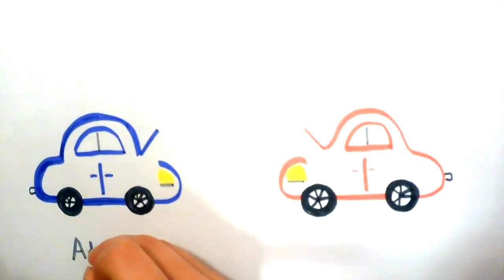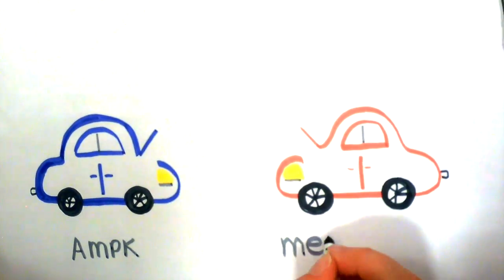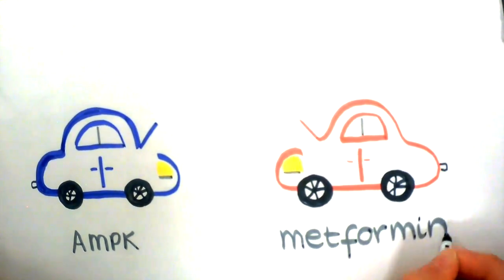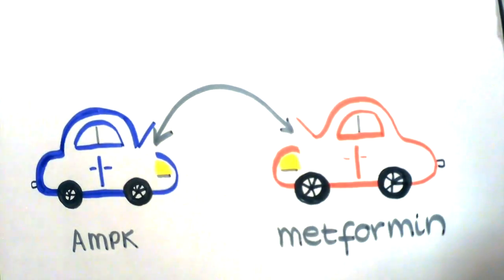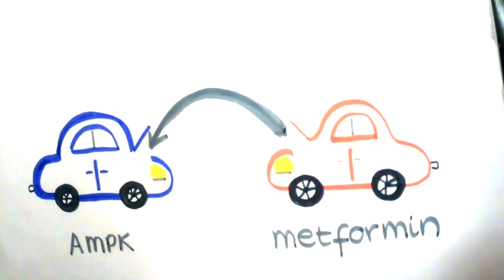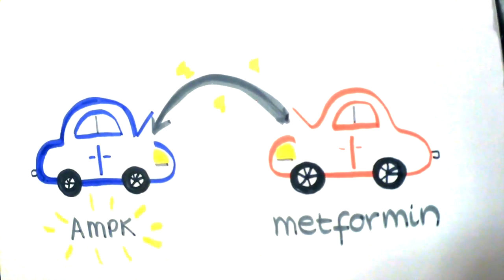But what if AMPK is dead? In this case, we need another car to help get it moving by indirectly jump-starting it. Metformin is a drug that indirectly activates AMPK by decreasing glucose production, decreasing mitochondrial activity, and increasing insulin sensitivity.